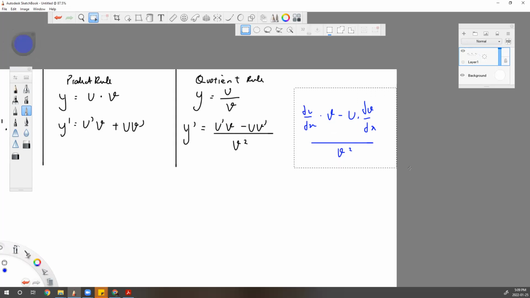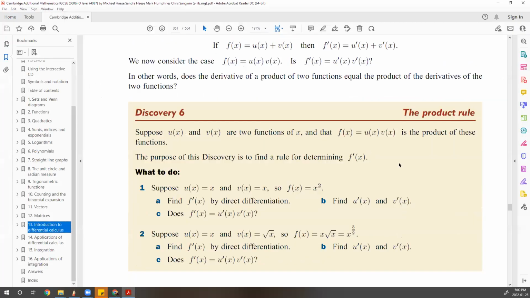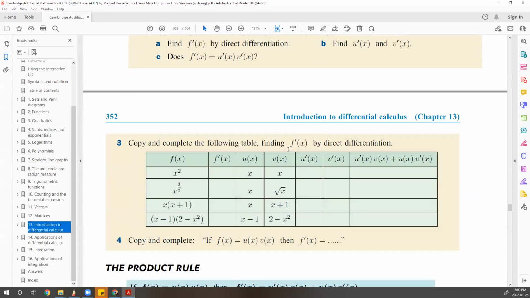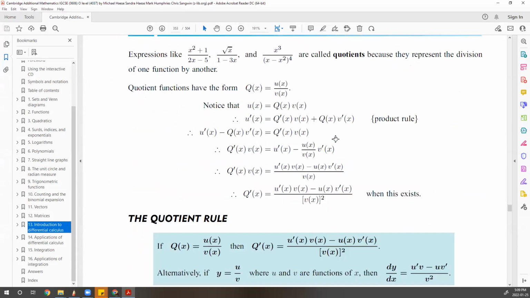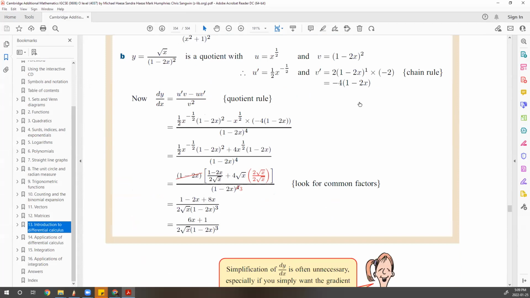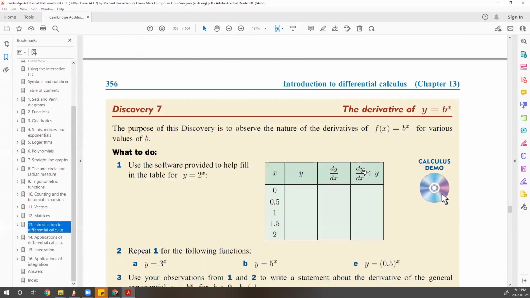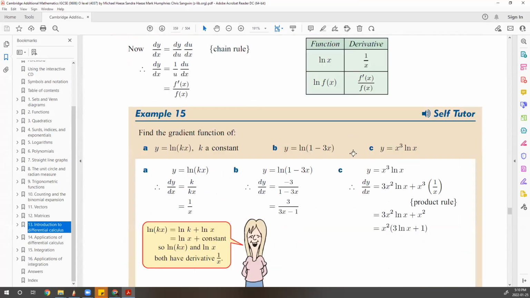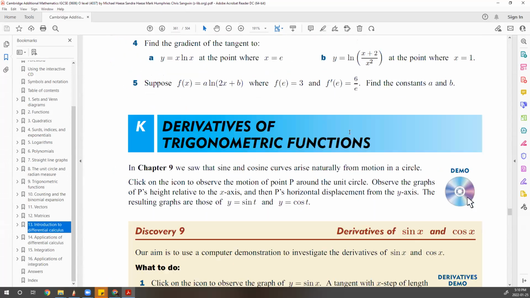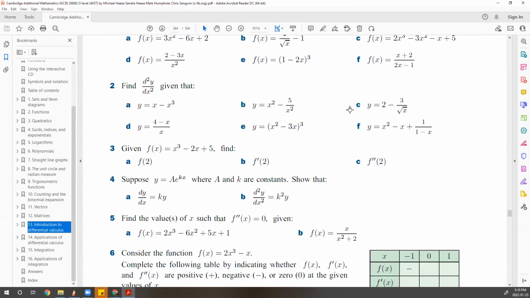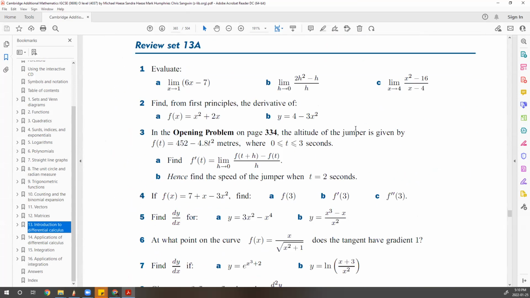Okay, so let's see some of the questions. I think we can do the revision, the review exercise, because this is totally separated, right? So we need the easiest way, I mean the combined version of the question. Exponential, no. Trigonometric, learn later. We can do it tomorrow. So let's see the review set. There you go.